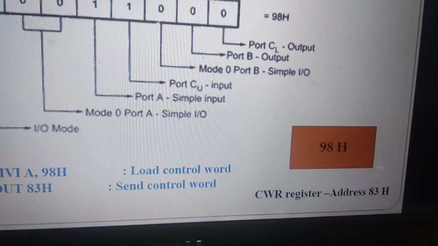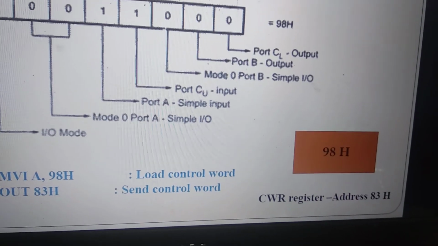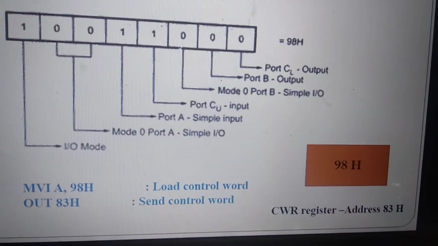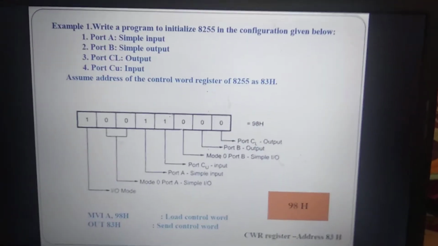So this is just one representation given. We can see that the register is holding the data 98 hex, and its address is 83 hex, right?